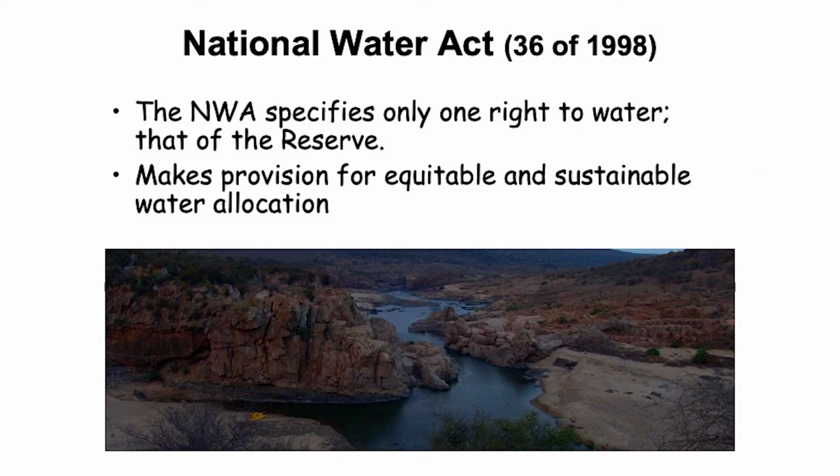But going into it now, there was the National Water Act of 1998. This is a very important piece of legislation for managing water resources. In 1998, it was probably the most progressive water act in the world at that time. Why it was that progressive is that it was the only country in the world in which the environment had a right to water. In a lot of other countries, the environment doesn't have a right, so to say. In South Africa, it does.